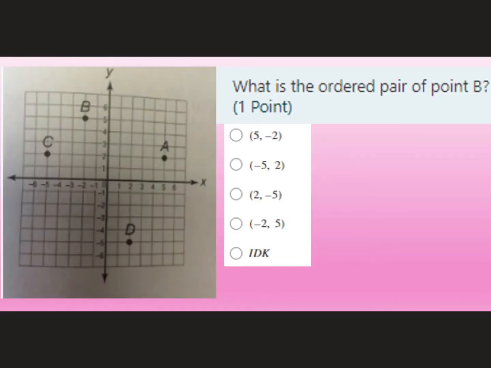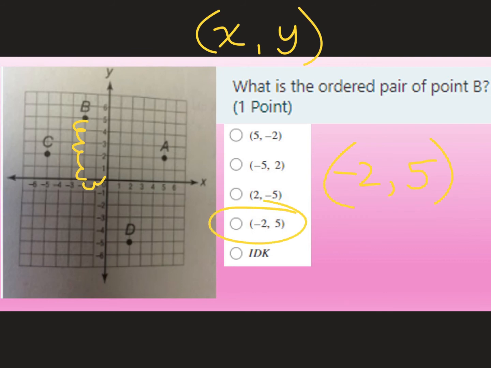What is the ordered pair of point B? So again, keep in mind your ordered pairs go x, y. So point B, my x value is negative 2, and then it goes up 1, 2, 3, 4, 5. So negative 2, positive 5, letter D would have been the correct answer.